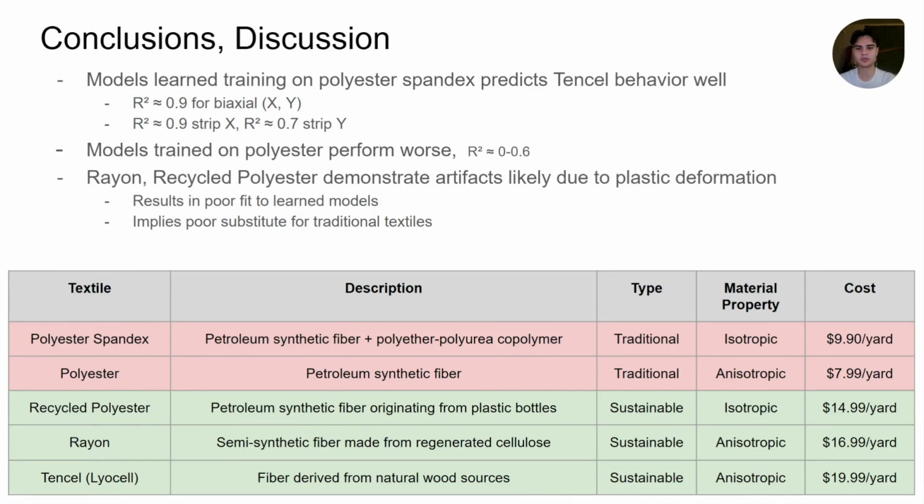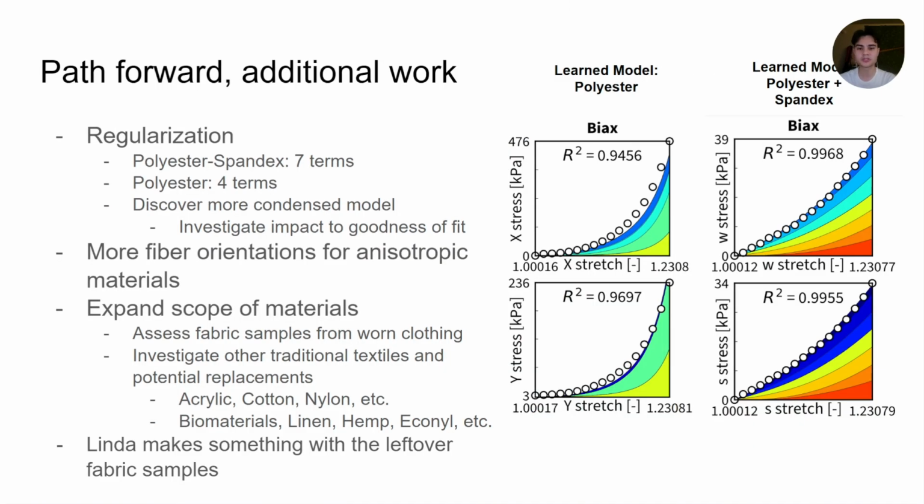The high R-squared between the discovered models and tencel suggests that tencel presents a mechanically similar substitute material. The poor correlation of rayon and recycled polyester indicates both materials have dramatically different properties and may not be suitable substitutes. With more resources and time, we think it would be beneficial to include regularization to reduce the number of terms in our models. Additionally, we would expand the scope of our testing methods and materials. Ideally, we would evaluate more anisotropic sample orientations and investigate other traditional textiles with potential substitutions.